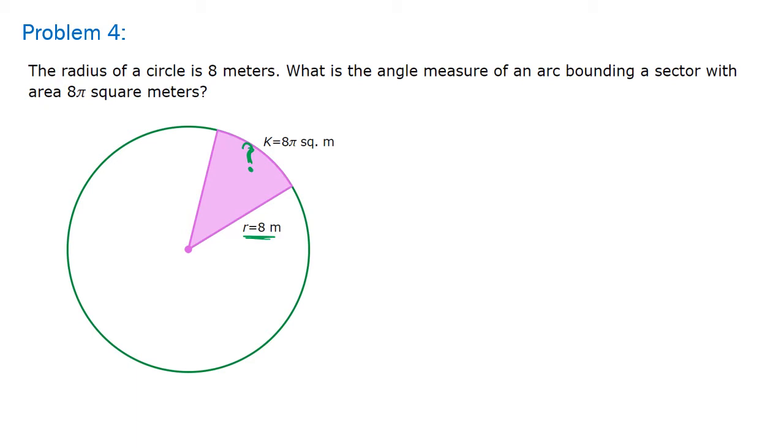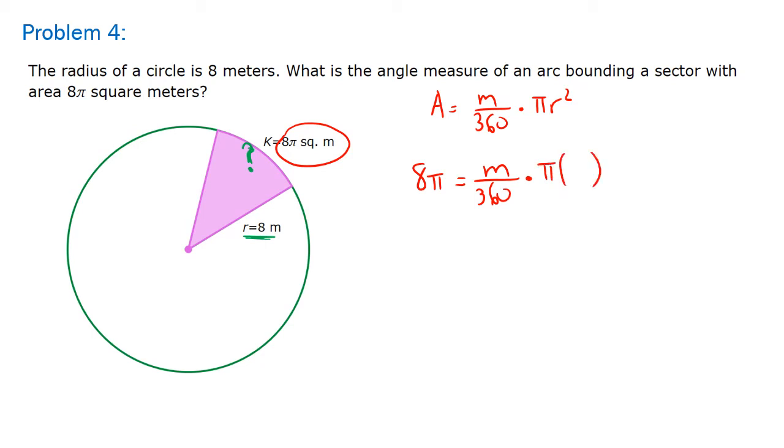So to do that, we're still going to use our formula. The area equals m over 360 times pi r squared. Now they gave us the area, 8 pi. We're trying to find m. We don't know that angle measure. And our pi is just pi, but our radius is 8, it tells us. So we go ahead and solve this equation. Start off by squaring your 8. So you have 64 pi.